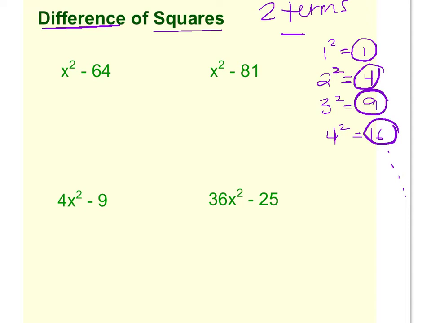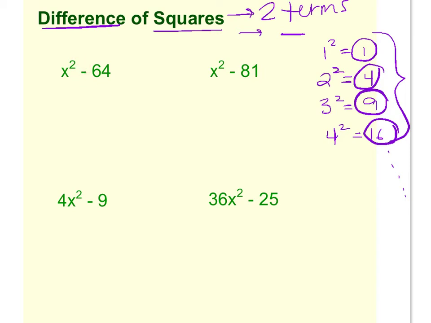So to recognize the difference of squares, if that's the type of factoring we're asked to do, we want to look for two terms with subtraction where both terms involve these numbers over here. In this first example, you can see we have x squared minus 64. So there's your two terms, x squared and 64. So far it fits for our difference of squares. It's subtracting, so that's good.